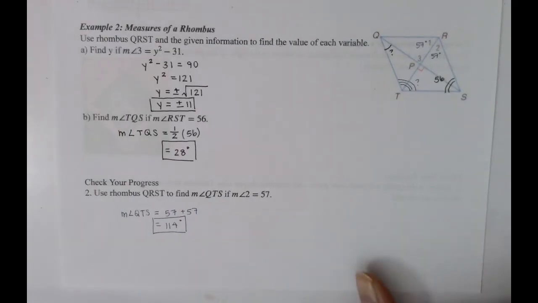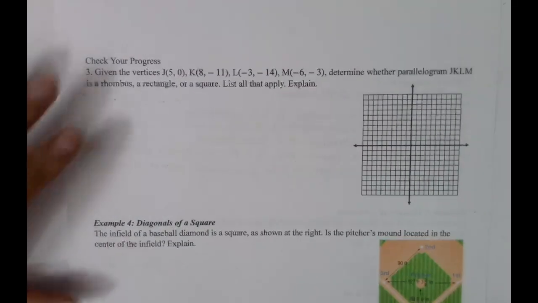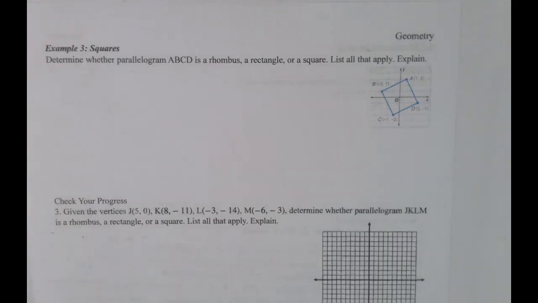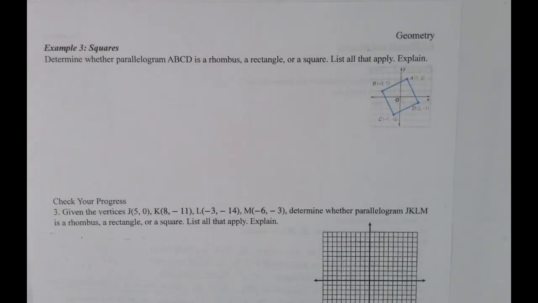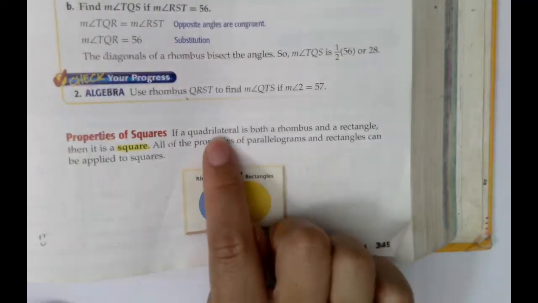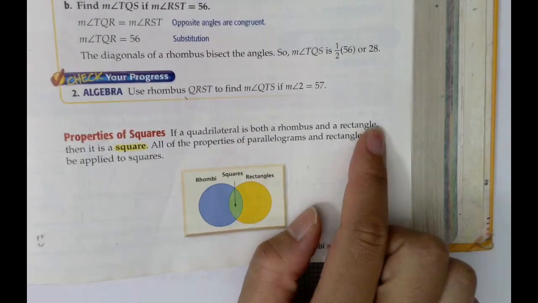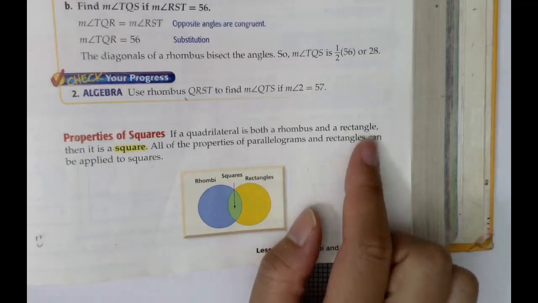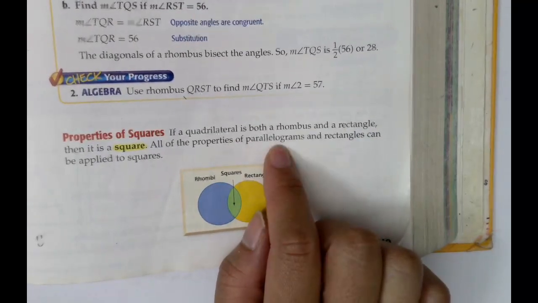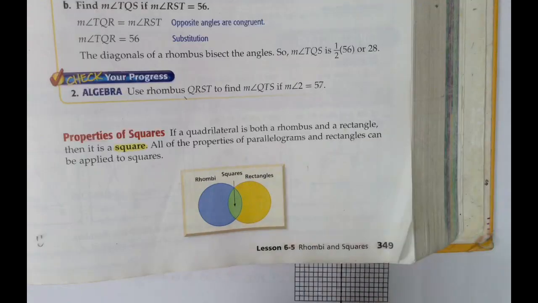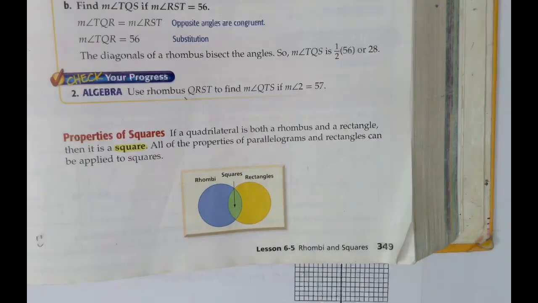Okay, so now let's do example 3. Example 3 here asks us to determine whether a parallelogram ABCD is a rhombus, a rectangle, or a square. But before we get to that, let's look at the square. A square is a quadrilateral that is both a rhombus and a rectangle, okay? And it's also a parallelogram. So as a result, all of the properties of a parallelogram, rectangle, and rhombus apply to a square. So a square is part of all of those families, right?